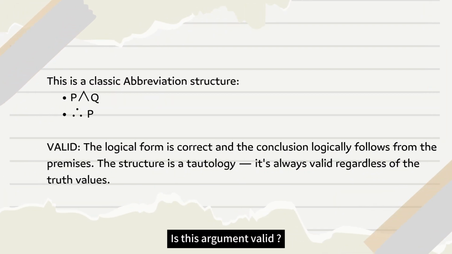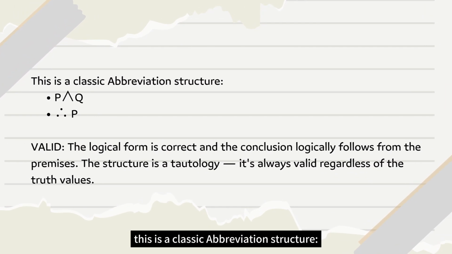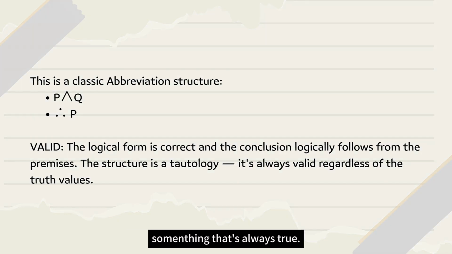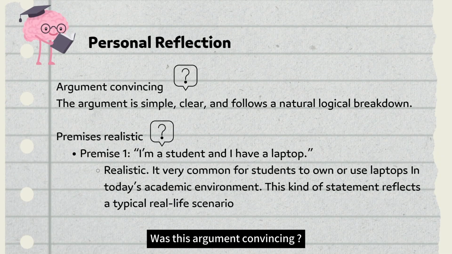Is this argument valid? Yes, this is a classic abbreviation structure. From P and Q, we can conclude P or Q. This logic is always valid, no matter what truth values you plug in. It's what we call a tautology, something that's always true. Was this argument convincing? Yes, it's very clear and straightforward.